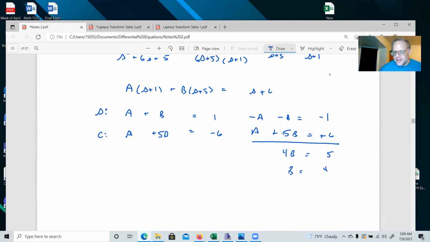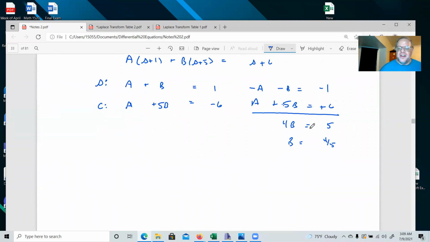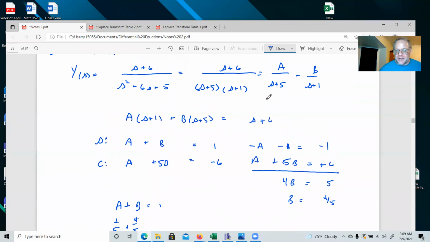B is 4/5. There's a reason you do this beforehand. If a plus b is equal to 1 and b is 4/5, I think we could pretty confidently say that a is 1/5. Okay, so a is 1/5, b is 4/5. All right, moving on. We can go ahead and take these apart.